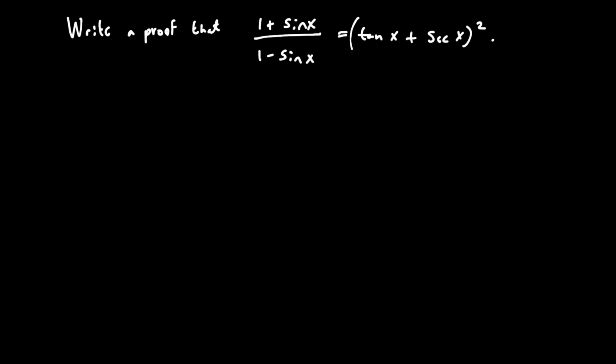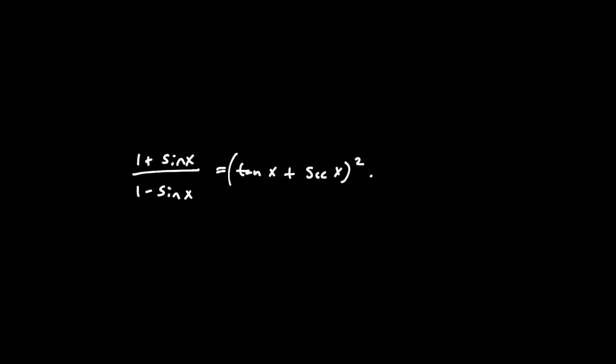In this section, we want to write a formal proof for the trig identity (1 plus sine x) divided by (1 minus sine x) is equal to (tan x plus secant x) squared. So we're going to break this down into two problems. Number one, we're going to first verify that this identity is true, and in number two, we'll write down the formal proof of it. Let's rewrite the identity that we're trying to show.